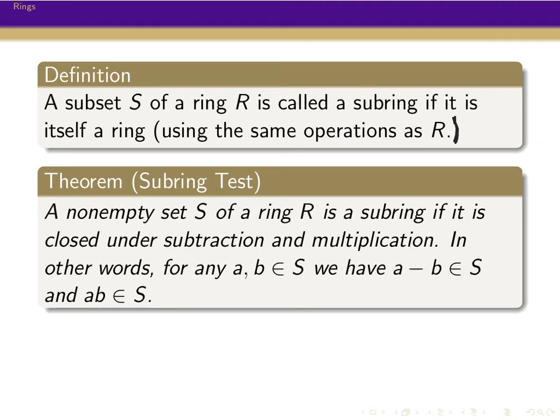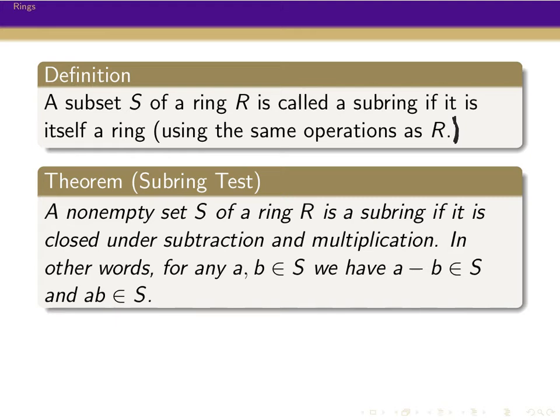And so we have a subring test. For a non-empty subset S of a ring R, it is a subring if it is closed under subtraction and multiplication. In other words, for any a, b in S, we have a minus b is in S, and a times b is in S.